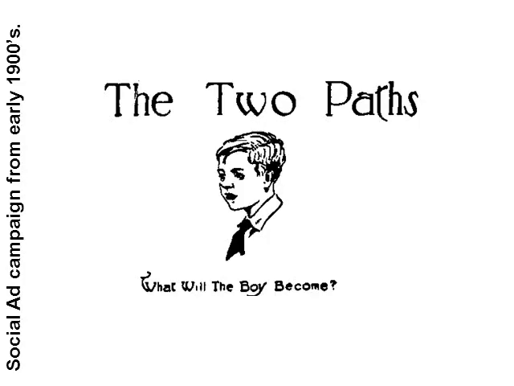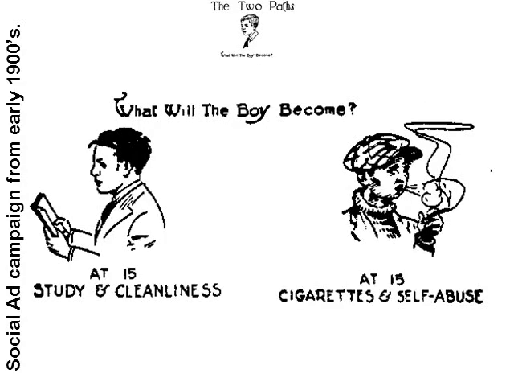Same for the guys. If we have a path that leads to the good for the girls and a path that leads to bad for the boys, what will become of this boy right here? He has two paths. And in this case, the good path is on the left and the bad path is on the right. So at age 15, are they clean and do they study? That's the good path on the left. Or at age 15, are they self-abusive and smoking cigarettes? That's the bad path on the right.